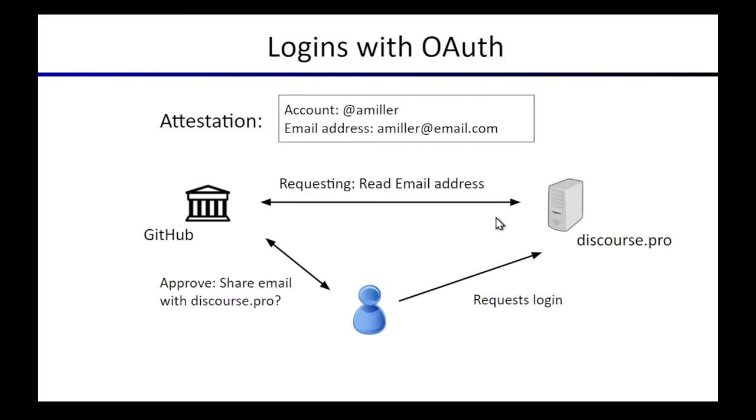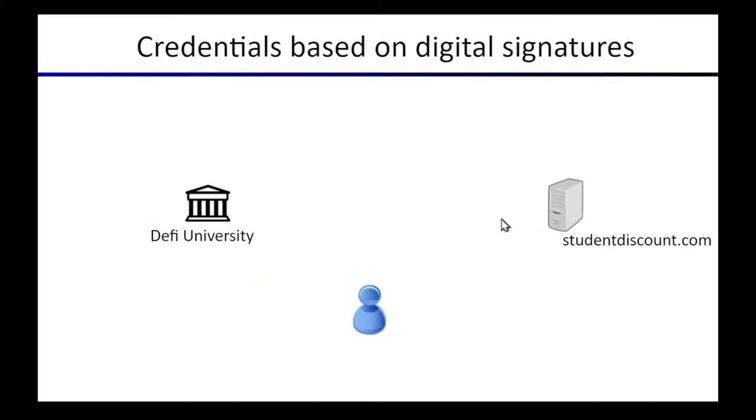However, a problem is that GitHub is still in the middle of this interaction. I have to rely on GitHub to be available, and it shows to GitHub that I'm going to try to interact with this forum. So let's look at an alternative that's based on digital signatures. And we're now going to switch examples.